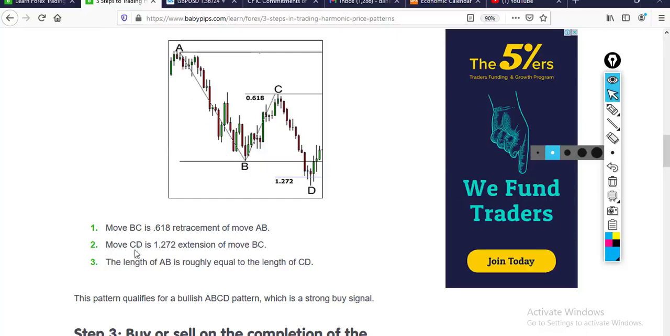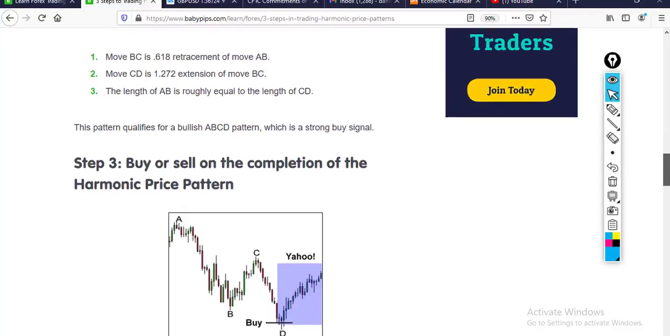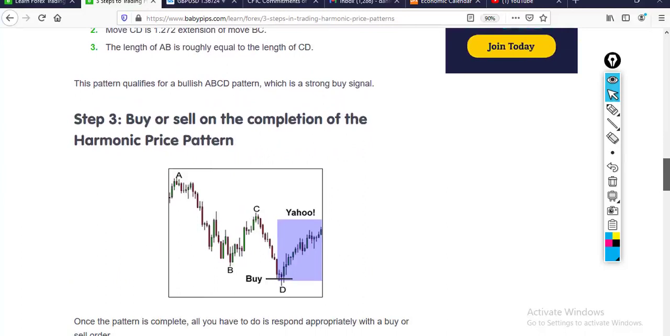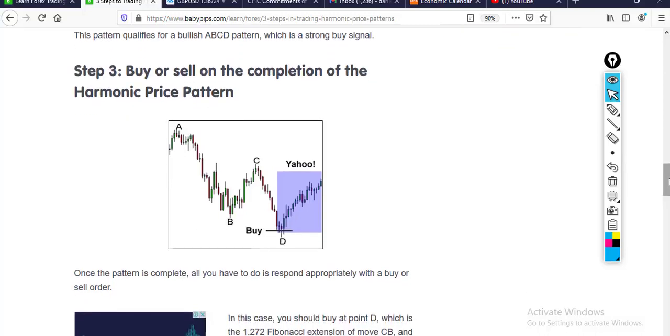Then move CD, C and D, is the extension of move BC. So from here to here, how long will it extend? This is the extension of move BC, and the length of AB is roughly equal to the length of CD. Those characteristics, those cardinal points, we must remember them. This pattern qualifies as a bullish ABCD pattern, which is a very strong buy signal. Now step 3, buy or sell at the completion of the harmonic pattern.